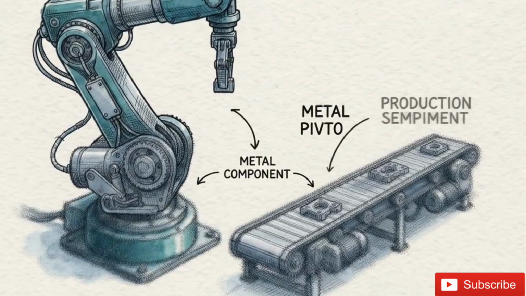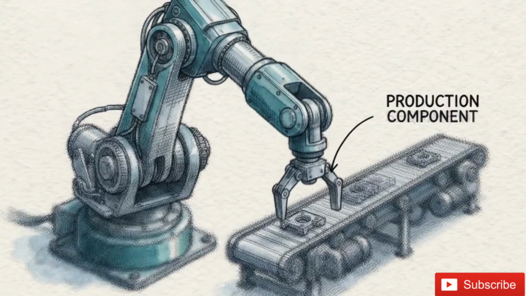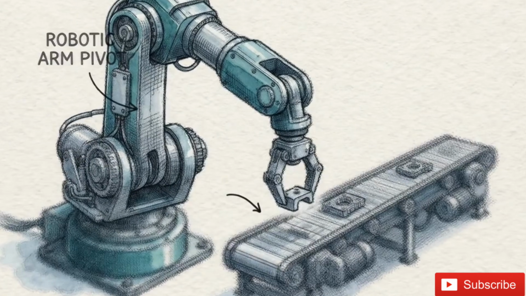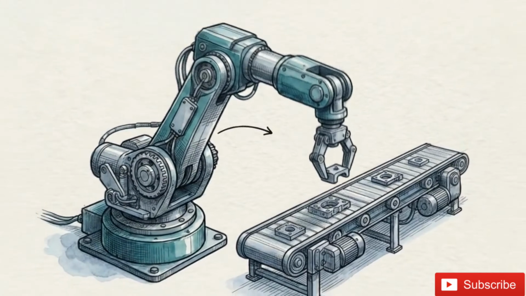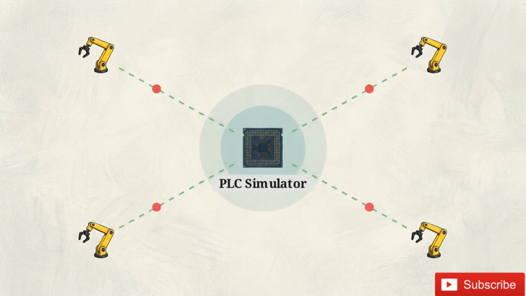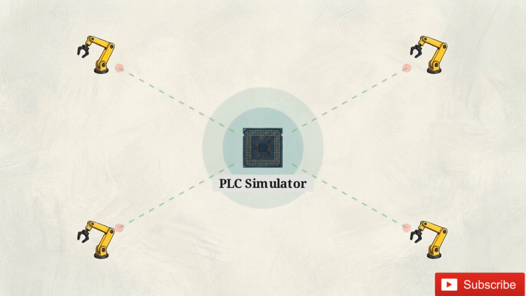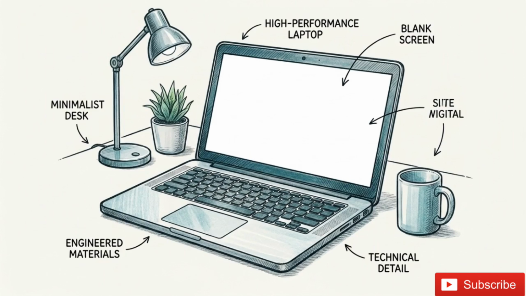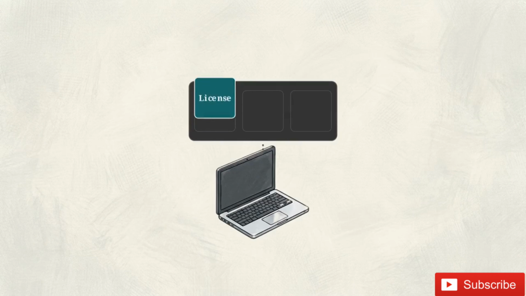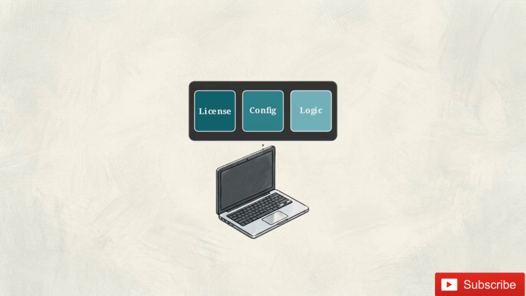To control the robotic arms and conveyor belts of a complex industrial facility, you need a highly precise virtual brain. In automation, that brain is a programmed PLC simulator. Today, we are going to take your computer from a blank desktop to a fully licensed, configured, and simulated ladder logic environment using Siemens software.